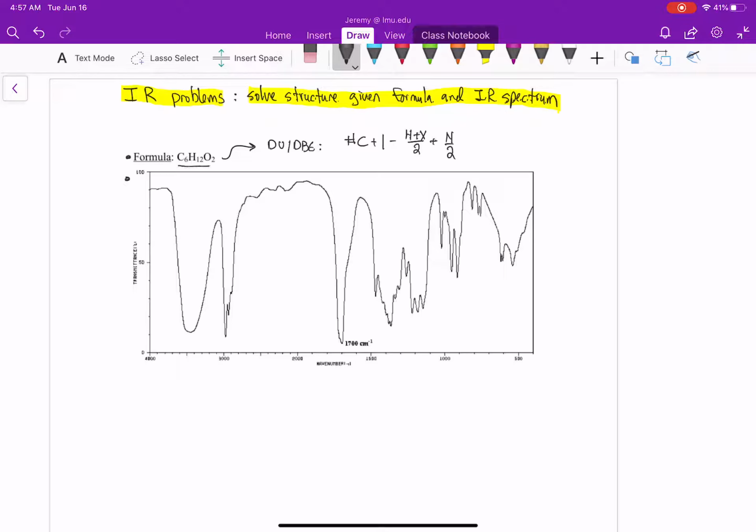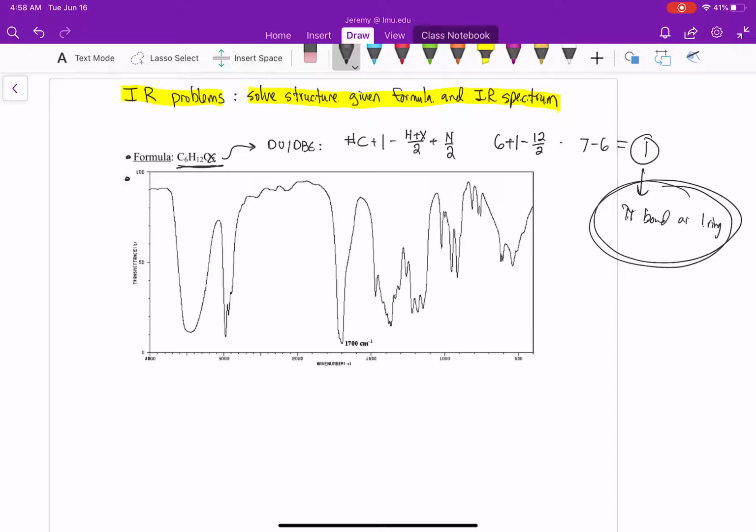If we plug this in, we have 6 carbons plus 1 minus 12 hydrogens over 2. And we can always ignore the oxygen. So this gives us 7 minus 6, so here we have 1 DU or DBE. That tells us this is either going to have 1 pi bond or 1 ring, and that's going to help us solve this structure.